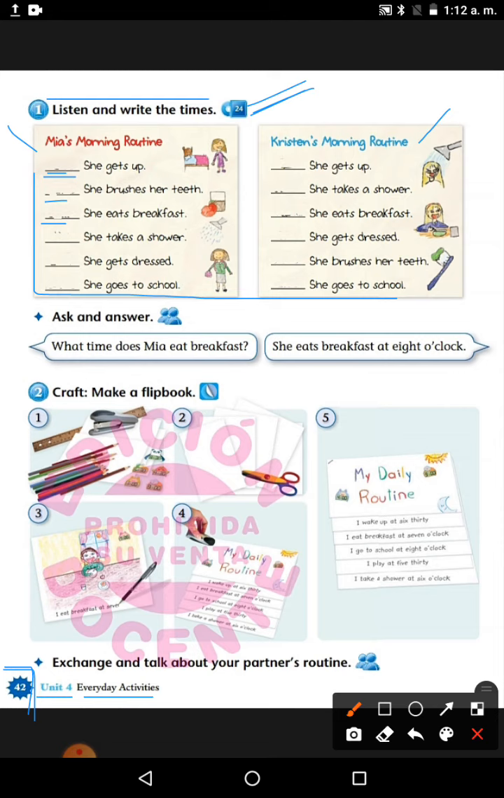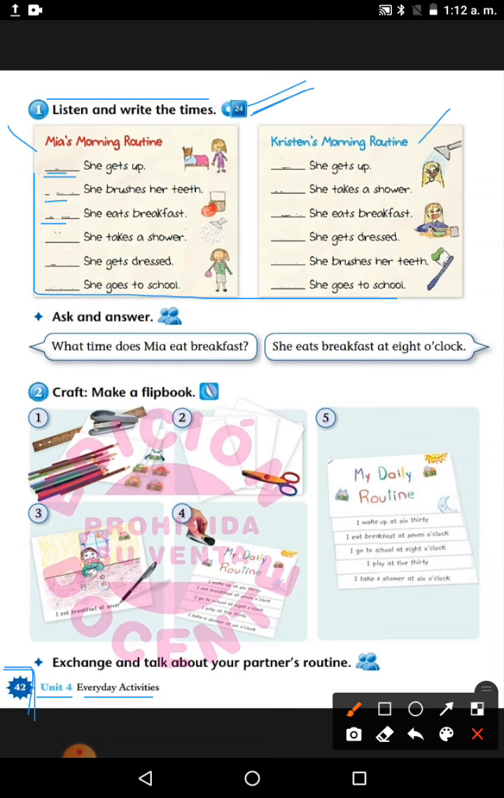2. This is Kristen's morning routine. She gets up at 6:30. She takes a shower at 7 o'clock. She eats breakfast at 7:30. She gets dressed at 8 o'clock. She brushes her teeth at 8:30. She goes to school at 9 o'clock.